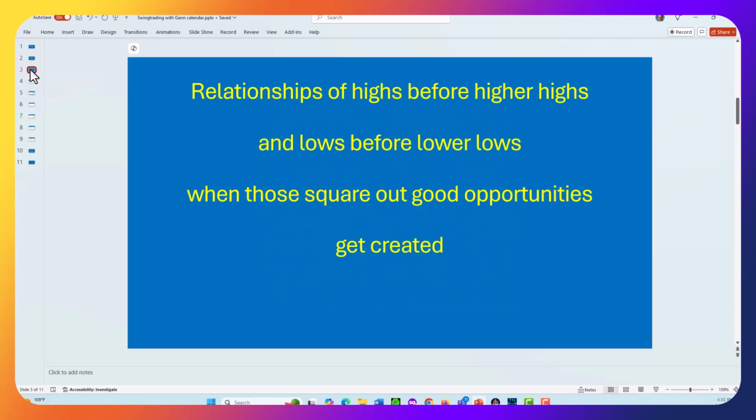Okay. The revelation that I've come up with, some of you, if you've read through my manuals, it's in the playbook, but it's hidden in there. And for a lot of our new people, this is going to be new for you guys. Okay, but this is all price and time square outs. And what we're specifically looking at here are the relationships of highs before higher highs, and it could be the third wave high, the fourth wave down, the fifth wave to the top, and the lows before the lower lows. When those square out, good opportunities get created, but you're just going to have to see for yourself, right?